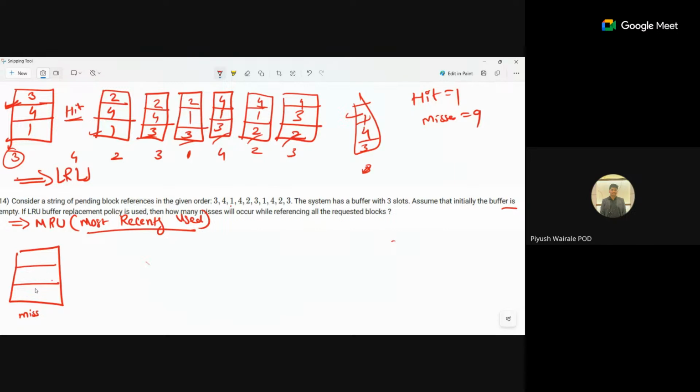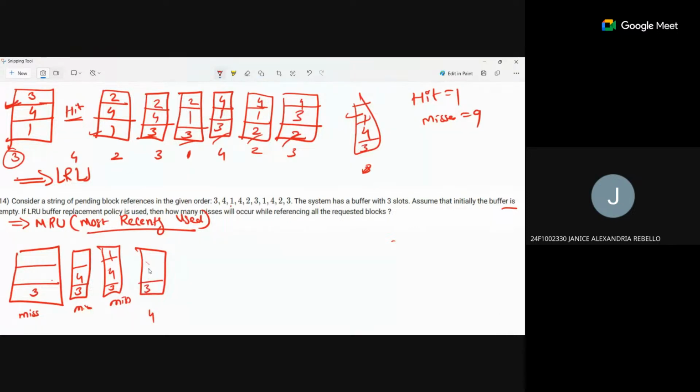So first, let's say you added 3, miss. Second element is 4. Miss. Then we have 1. Again miss. Now next element is 4 here. Hit. Same thing will be there, so this will be hit. Next element is 2. What will happen first? It will replace 4 because 4 is the most recent one. So instead of 4, I am writing 2.